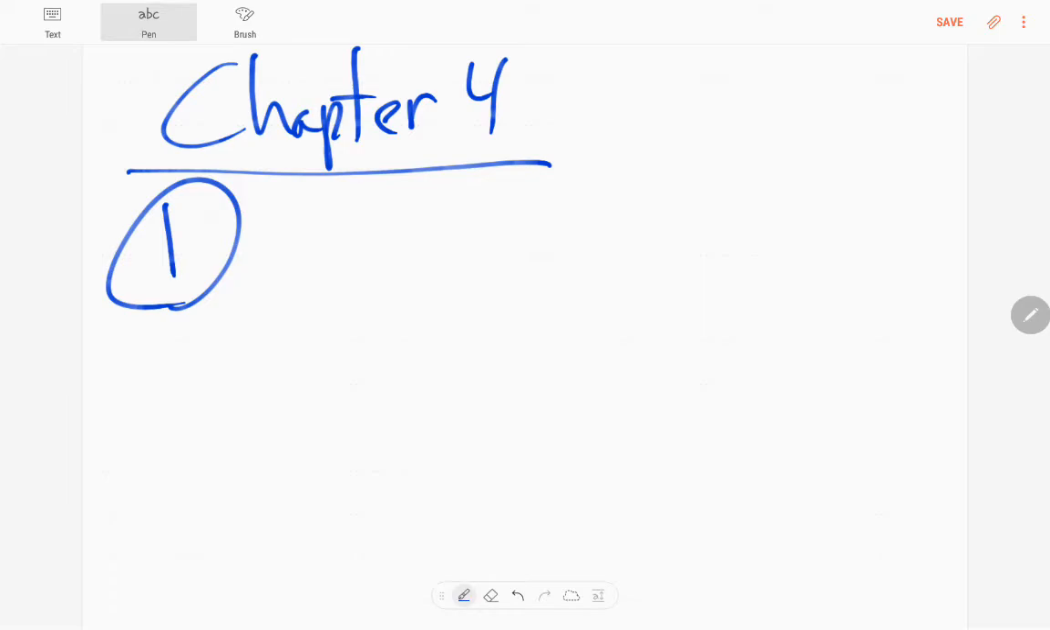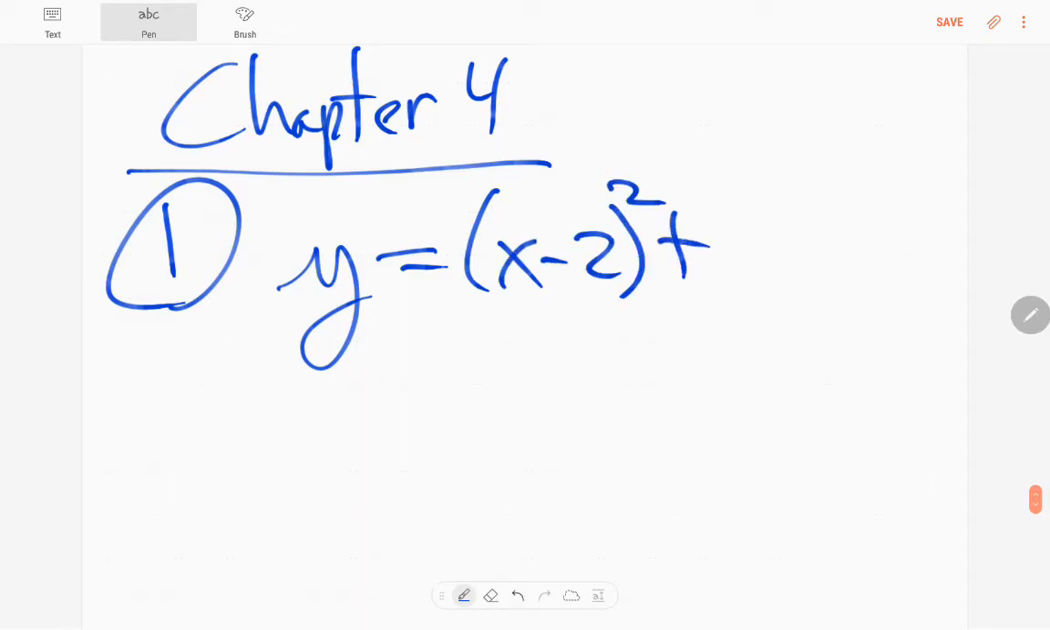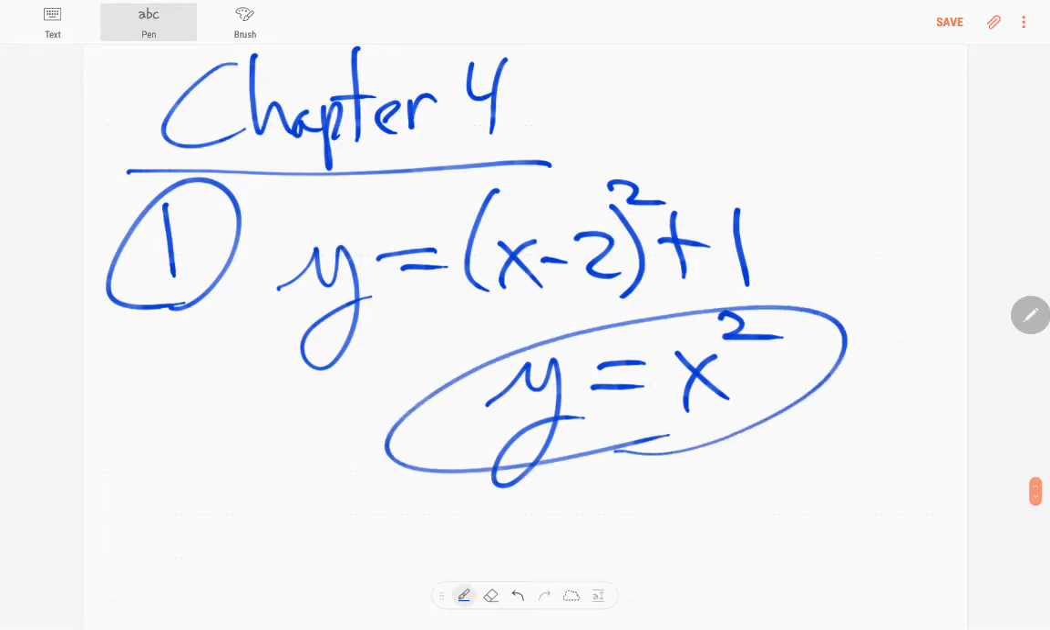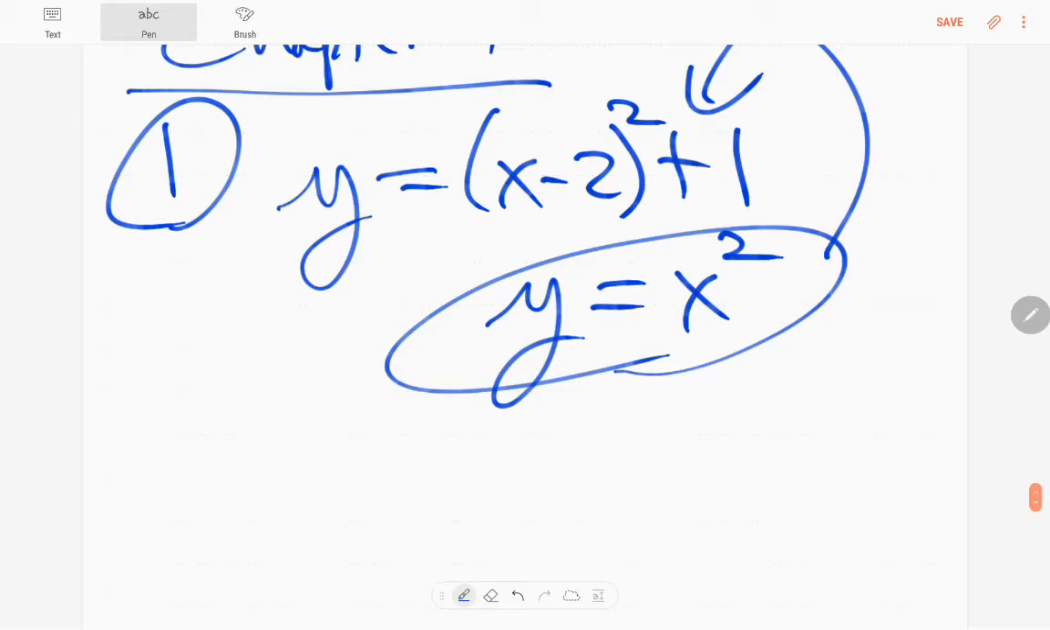How is this graph transformed from the graph of y equals x squared? So here is the function we're given. And it says, how did we transform x squared to turn it into this? So you just have to use those transformation rules. It looks like we've replaced x with x minus 2, and then we added 1 to the function.